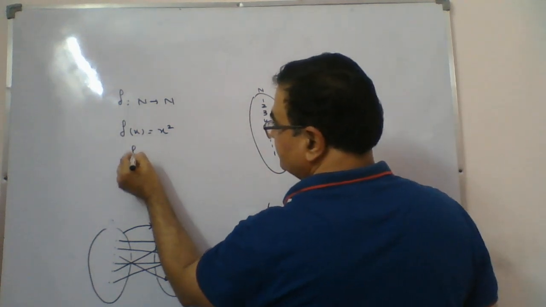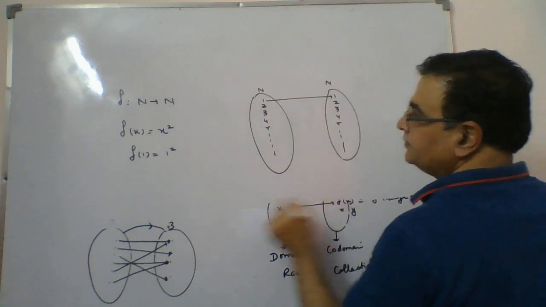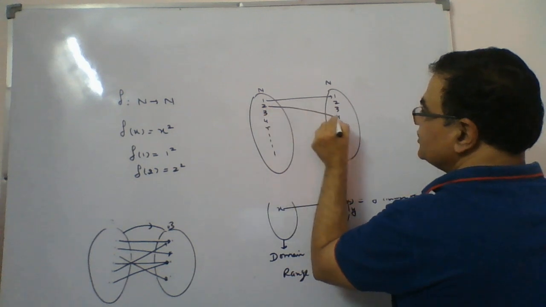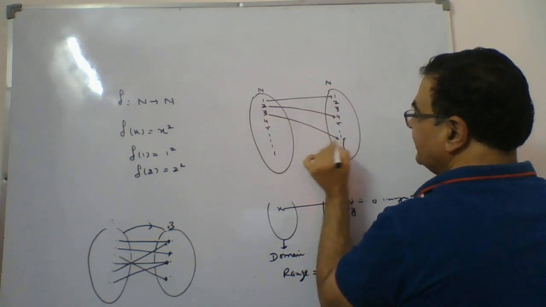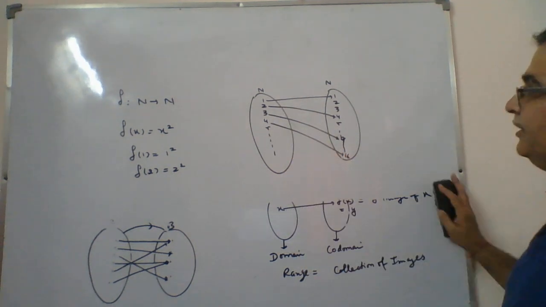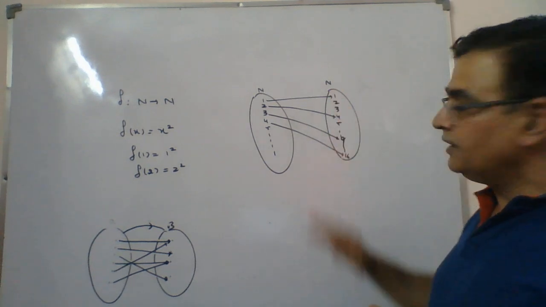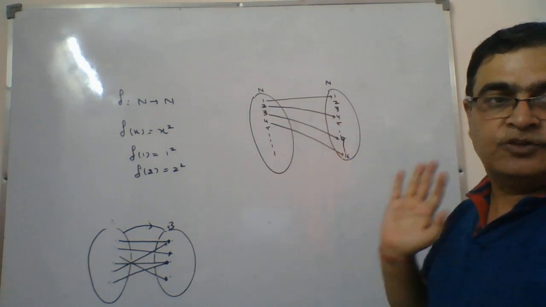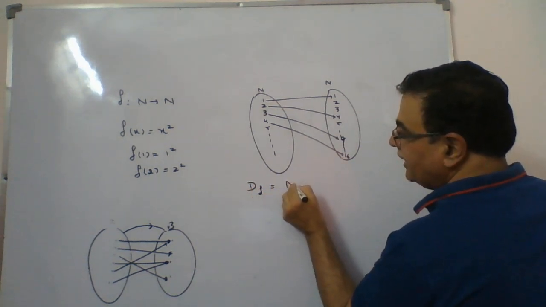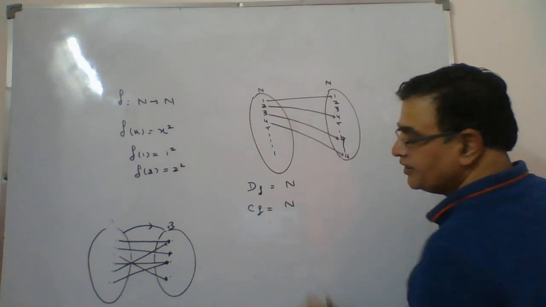When you put 1, the image will be 1 square. So 1 will have the image 1. When you take the image of 2, it will be 2 square. So 2 will have image 4. 3 will have the image 9. Then 4 will have the image 16. So what you will find, each and every element has image this side. And here in this case, these images will be infinite, elements are infinite. So if I ask what is the domain of this function, that will be natural numbers. What is the codomain of this function? We will say yes, it is natural numbers.